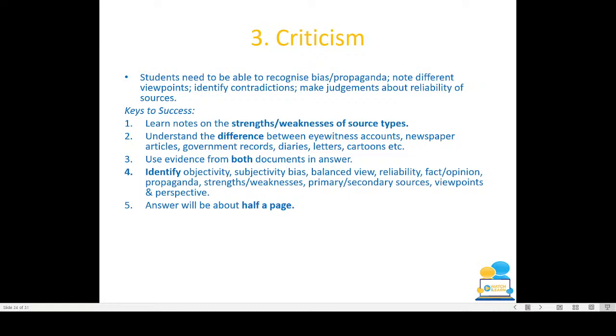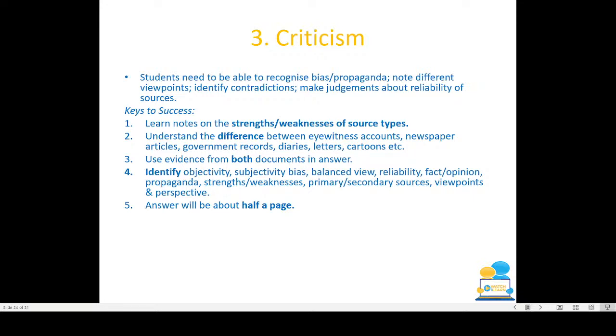We need to understand the difference between eyewitness accounts, newspaper articles, government records, diaries, letters, cartoons. That kind of links in with the first one. The strengths and weaknesses of both source types. We can learn notes on those answers. So we need to use evidence from both documents in our answer. Once again, referring to both documents, that's important.